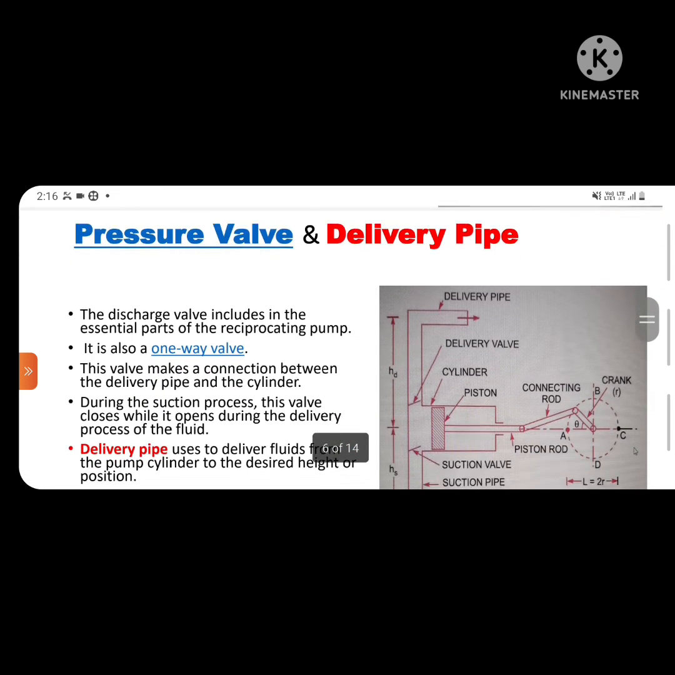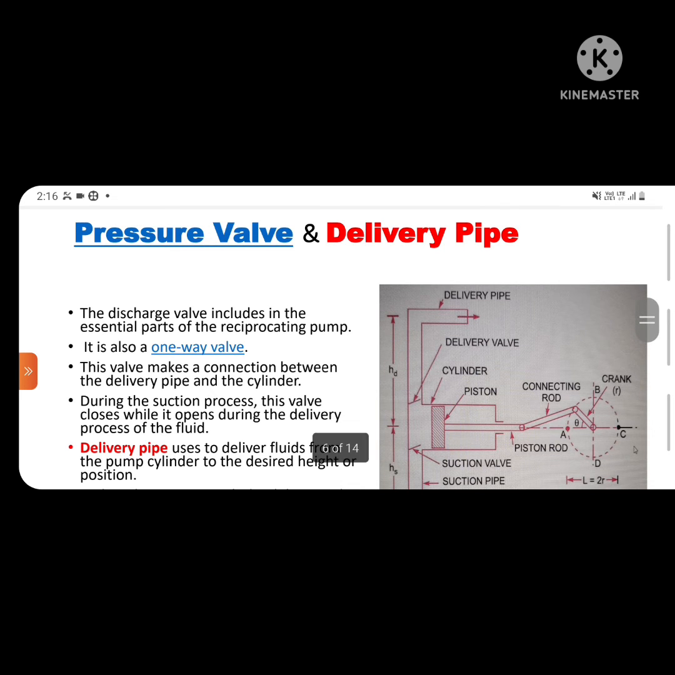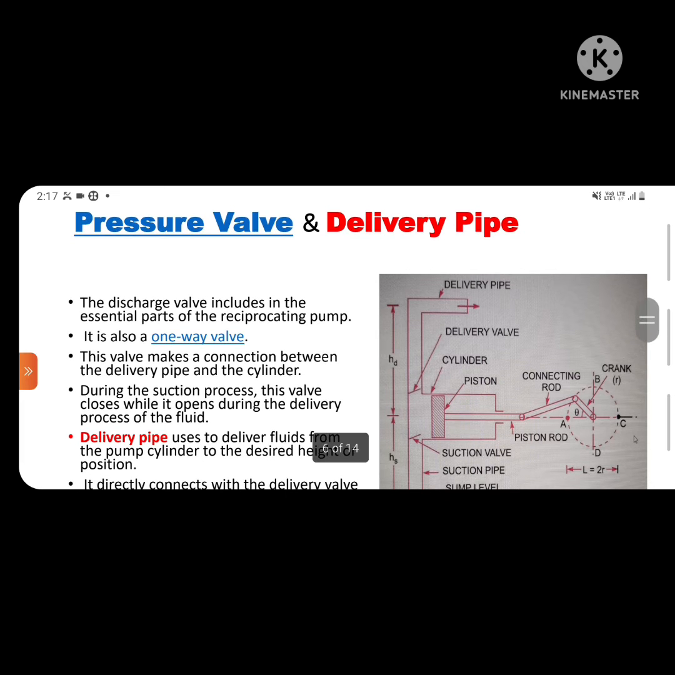Now pressure wall and delivery pipe. The discharge wall is one of the essential parts of the reciprocating pump. It is also a one-way wall. This wall makes the connection between the delivery pipe and the cylinder. Look at this schematic diagram. There is a delivery pipe, and to that delivery pipe a discharge wall or delivery wall is connected. This is also a one-way wall.